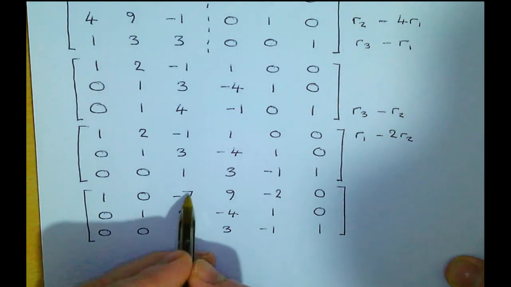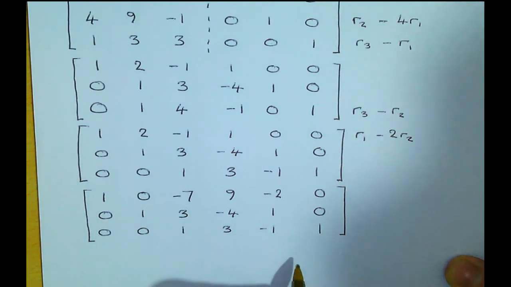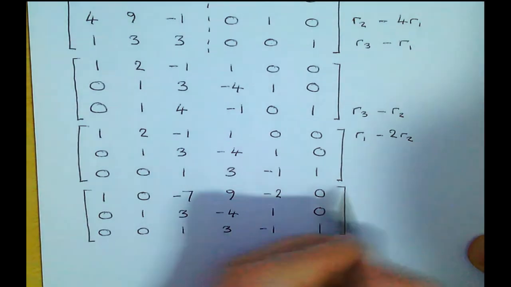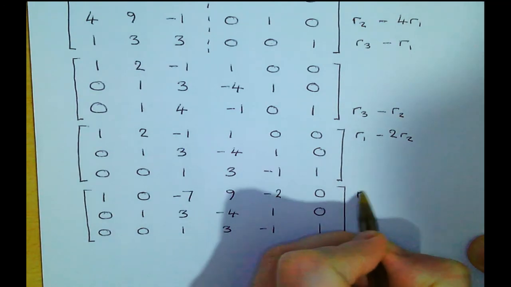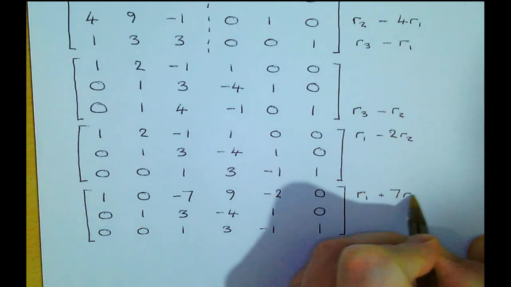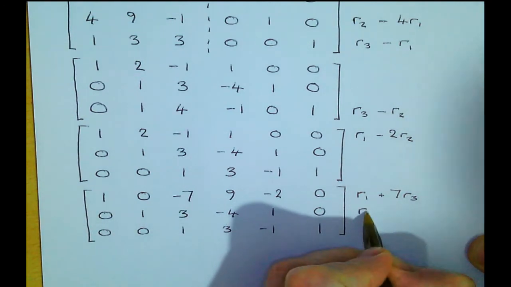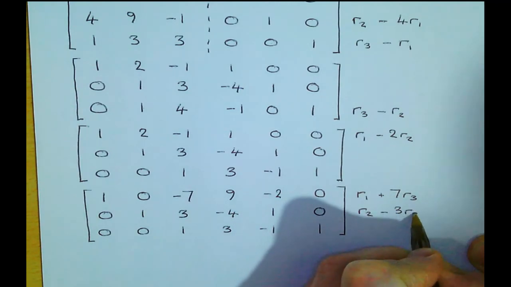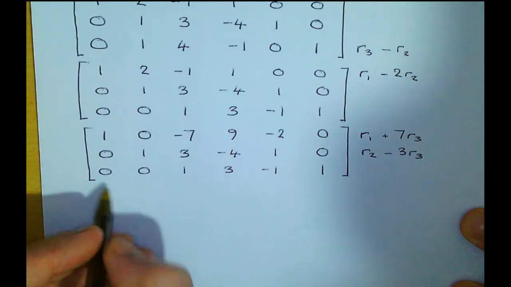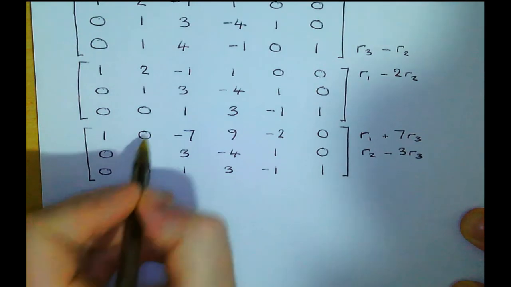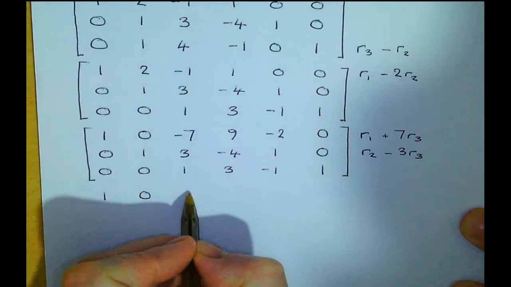Finally, we would like zeros in those two positions. And we'd like to achieve that by adding or subtracting multiples of row 3. So we'll take row 1 plus 7 row 3. We'll take row 2 minus 3 row 3. So when we do that, 1 plus 7 times 0, 0 plus 7 times 0, minus 7 plus 7 times 1.